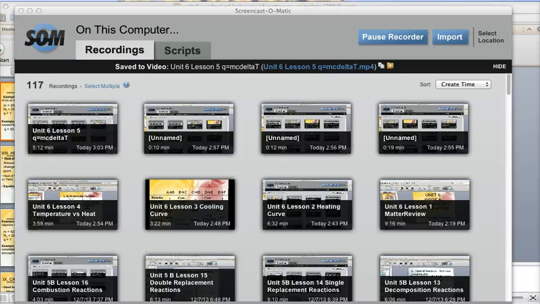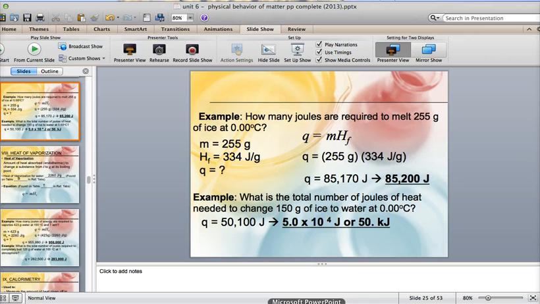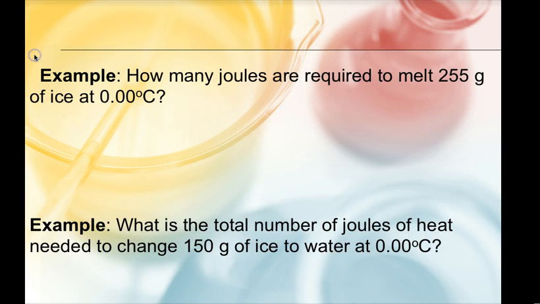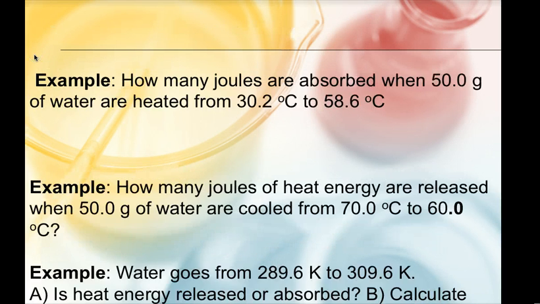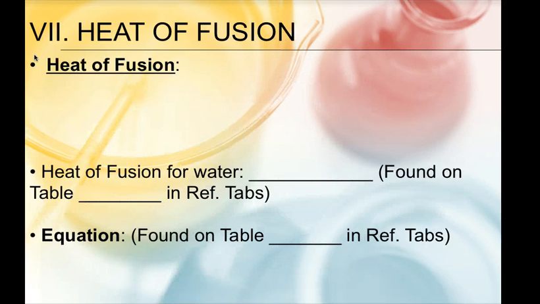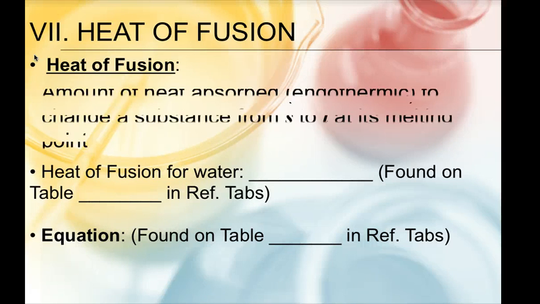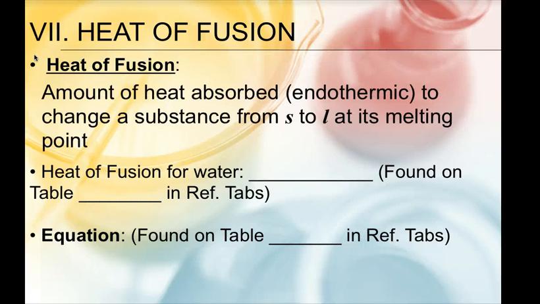Alright, so what we're looking at here is Unit 6, Lesson 6, and we're going to look at the second formula that was on that table, and that is the heat of fusion. So the heat of fusion, remember the term fusion is another term for melting. Heat of fusion is the amount of heat that's needed to melt a substance, to change a substance from a solid to a liquid at its melting point.